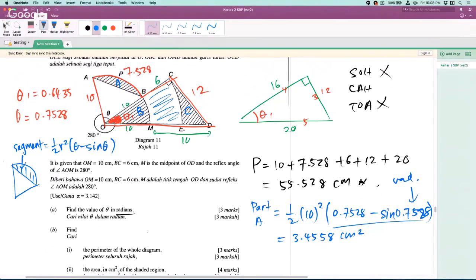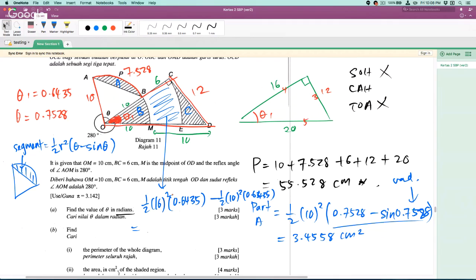Okay, so I want to find this part. In order to get the blue part, which you see over here, I use a big sector minus a small sector. The big sector has radius 16, so half times 16 squared times theta. Theta is 0.6435. Minus the smaller sector, half times 10 squared times 0.6435. All right, so I use a big sector minus a small sector. It's very obvious. So just use the calculator to do this one. 16 squared.